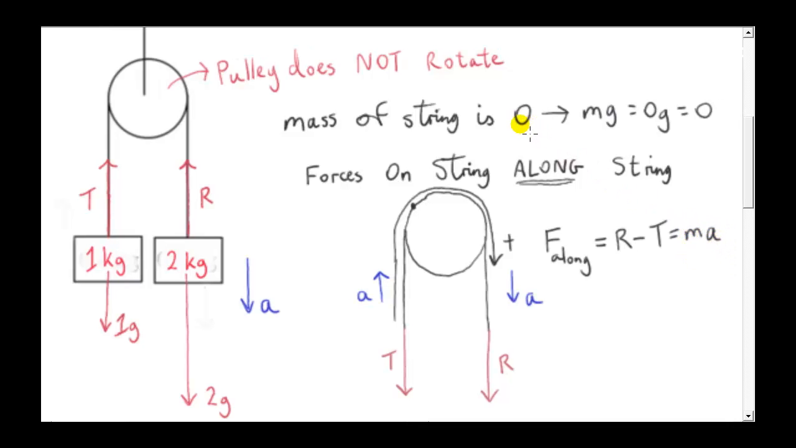But we assume that the mass of the string is 0. Well, the mass of the string is so small that we can neglect it, in particular compared to the masses that are attached to it. So basically we're putting 0 in for the mass of the string. So we see that R minus T is 0a, which is 0, and from this we see that R is equal to T. So if the mass is negligible, we can say that these two forces have the same magnitude.